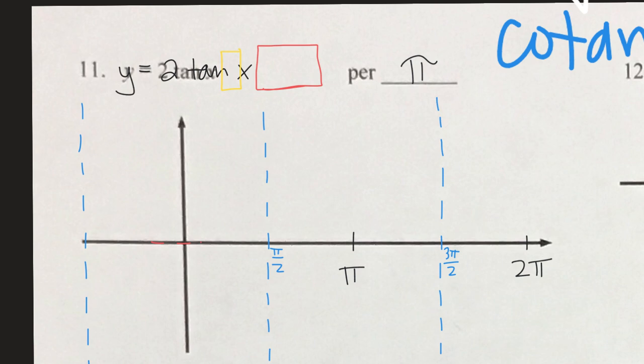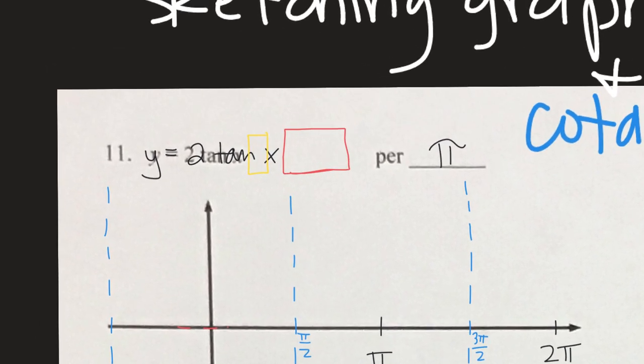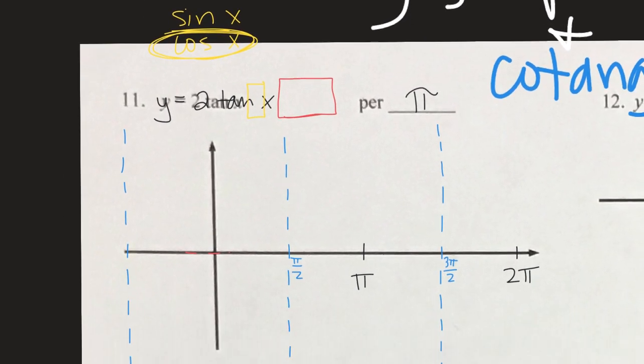Okay, so the reason this happens, let me tell you the why. Tangent is a ratio of sine over cosine, right? It's the y value over the x value, sine over cosine. So wherever cosine is 0, the tangent has an undefined value, right? And every time we have an undefined value on a graph, that means we have an asymptote.